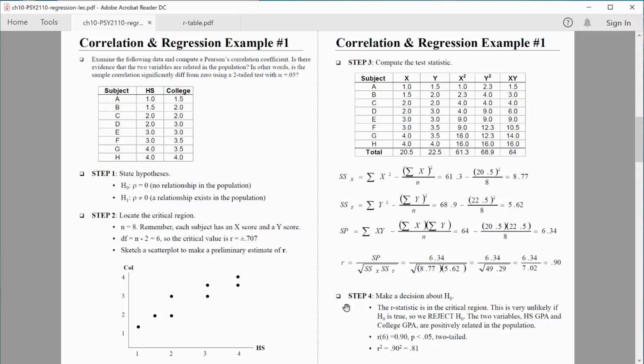In fact, it's so unlikely we start to question the null hypothesis, and ultimately we decide to reject it. The two variables, high school GPA and college GPA, are positively related in the population. How would we write that up?